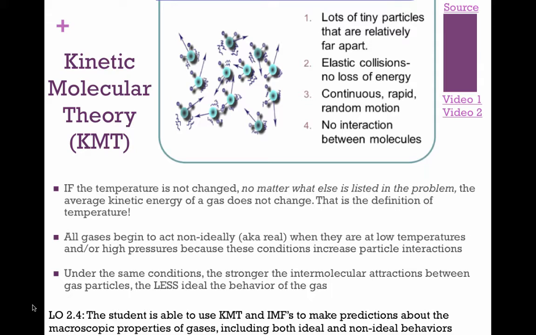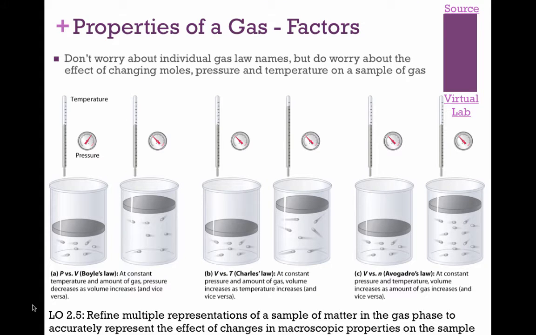Gases begin to act real, non-ideal, at low temperatures and high pressure. Because when you're at low temperature and high pressure, that's when your gas molecules start to interact with one another. And the stronger the intermolecular forces, the less ideal your gas is going to be. So if you have hydrogen bonding, that's going to cause your gas molecules to behave more real. It's harder to overcome those intermolecular forces.